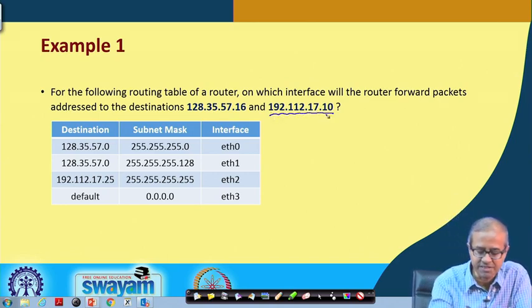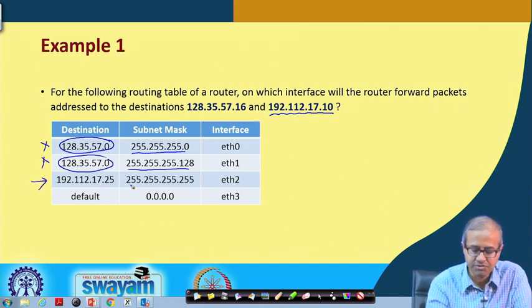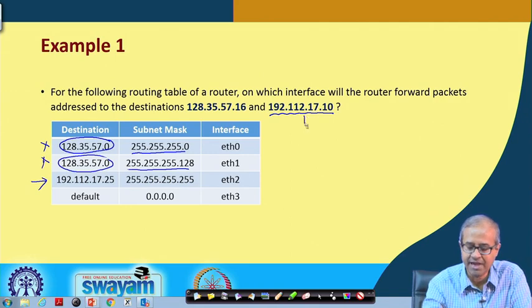Well, for the second one, obviously the first two will not give a match, because you are ANDing with 255, 255, 255. So, 192, 112, 17 you will be getting anyway, but the destination starts with 128. So, there will be no match here, there will be no match here. So, let us look at the third entry. So, you are checking for all the bits, that means you are ANDing with all ones. If you AND with all ones, the same thing will remain, there will be no change, 192.112.17.10.